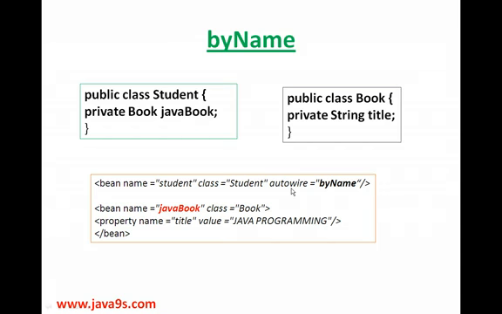and when you mention autowire byName, Spring automatically takes care to match whether the bean name here is the same as the property name, and injects it into the Student. Please remember that the type should match. If the type does not match, then Spring throws an exception.